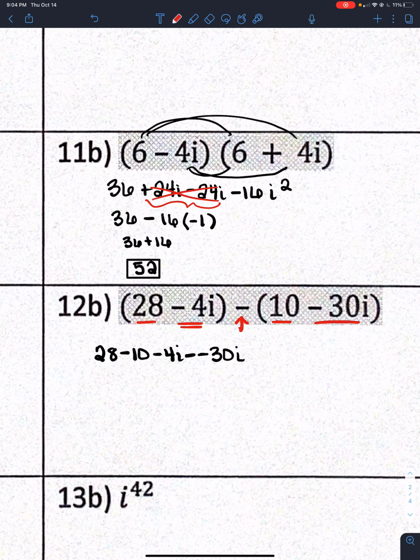Here we can combine these. 28 minus 10 gives us 18. And a negative times a negative makes that a positive. So negative 4i plus 30i is positive 26i. Okay, these two can't be combined because one has an i and one does not.